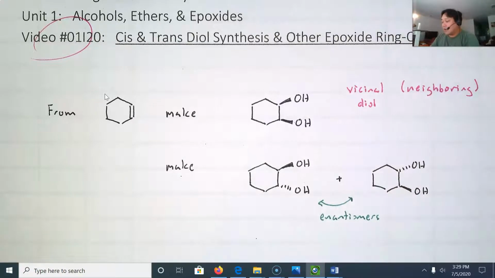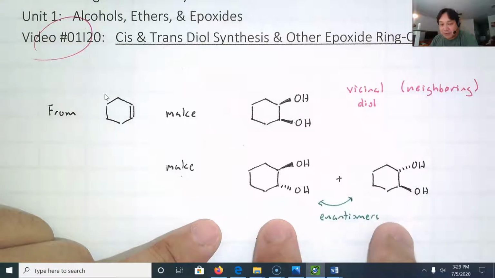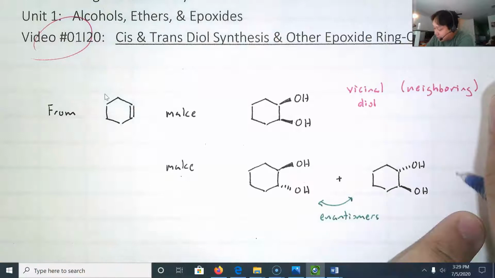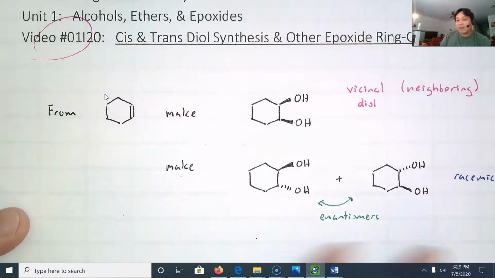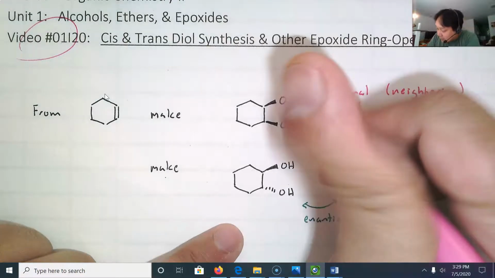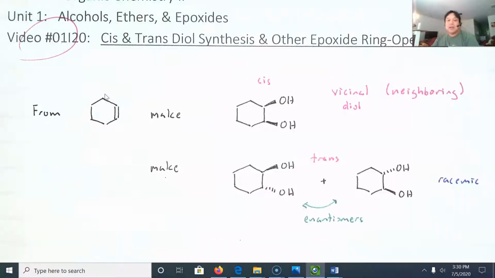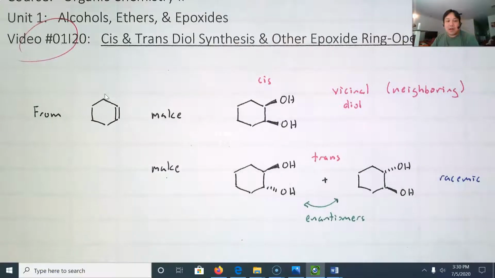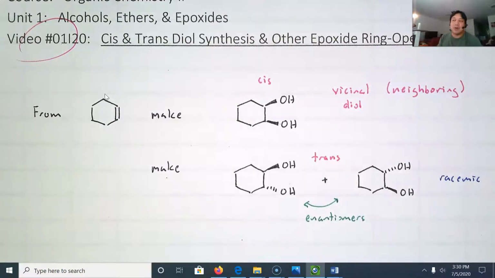The other term that you might remember is that if you make a mixture of enantiomers, that's called a racemic mixture. Okay. So one of our syntheses, we are going to make a racemic mixture of trans. This is trans. Let me show you how to do these syntheses. And actually, the first one is only one reaction, so it's not really a synthesis. It's more of a fill in the reagent.